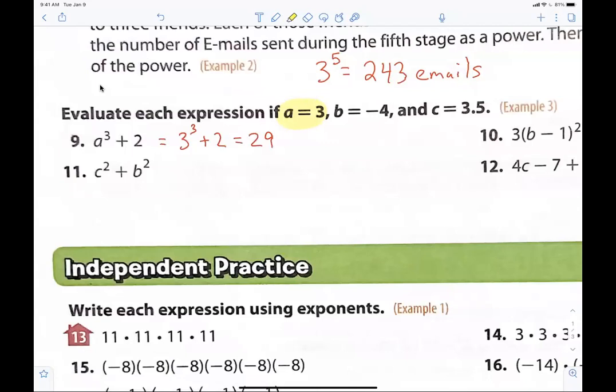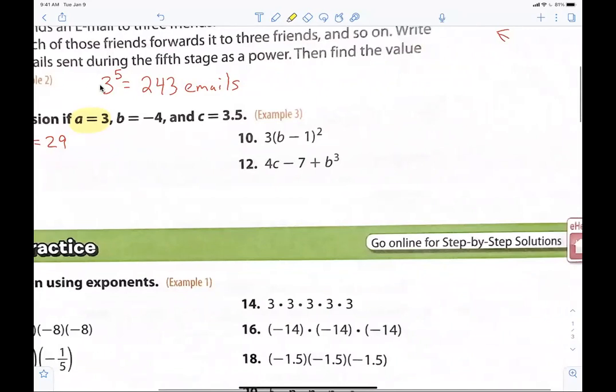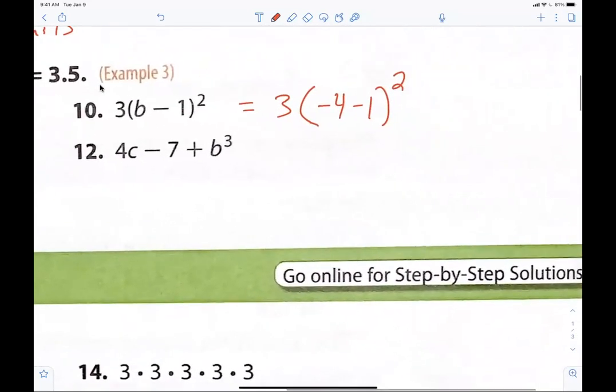Okay, so now Maggie, you get to tell me about number 10. What am I doing? Number 10 is 3 times negative parentheses -4 minus 1 to the second power. Exactly. Now, put your calculators down for a second. Let's practice some mental math. What do I have to do first here, Maggie? That should be what's in the parentheses. So what's that? -5.